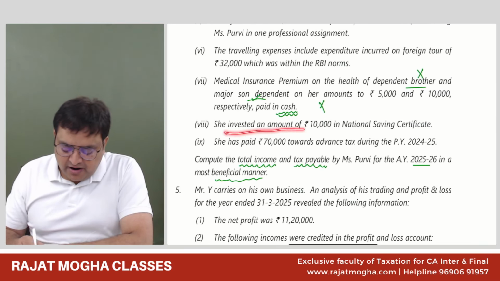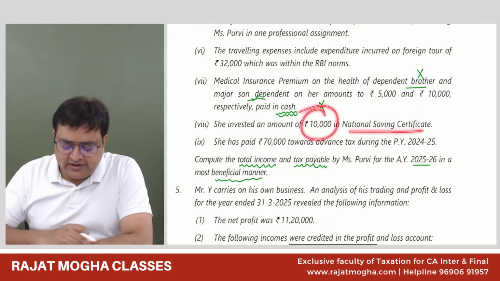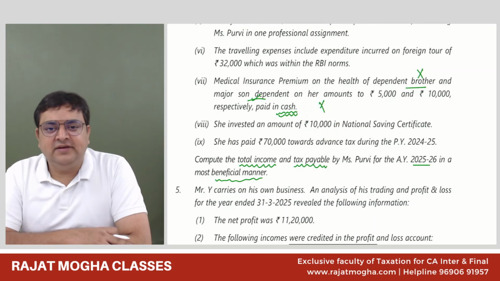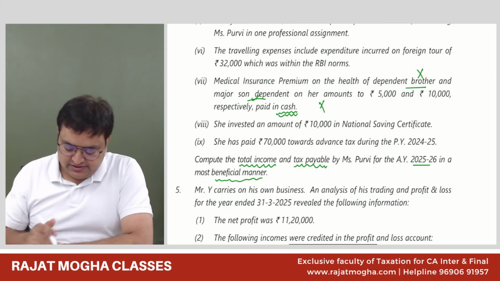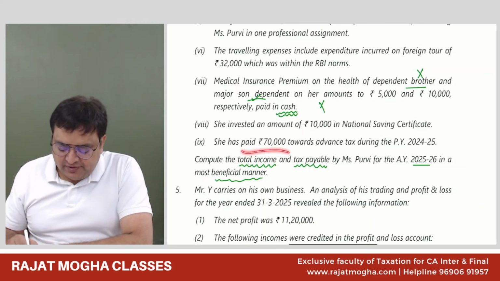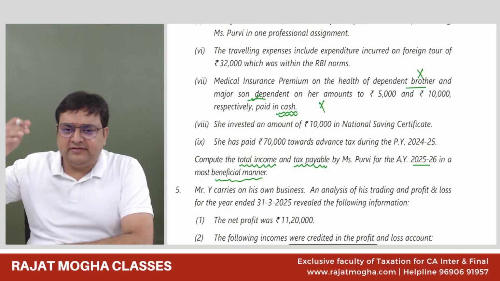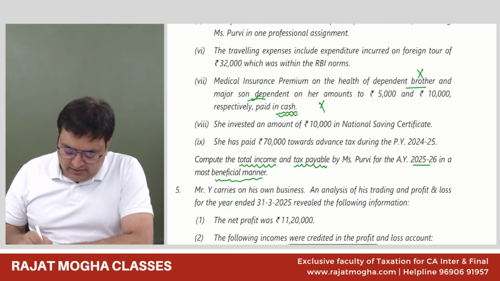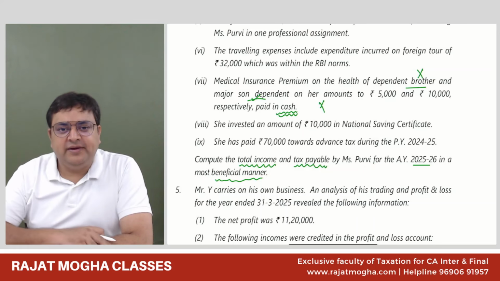She invested an amount of 10,000 in National Savings Certificates. NSC, she has invested 10,000 rupees. Where will we get the deduction for investment in NSC? 80C. Under the optional regime, we can get this deduction. She paid 70,000 towards advance tax during the previous year 24-25. This is the advance tax she has paid, so once we compute the tax liability, we will deduct the advance tax. That's it. Compute the income and tax payable by Purvi in the most beneficial manner.